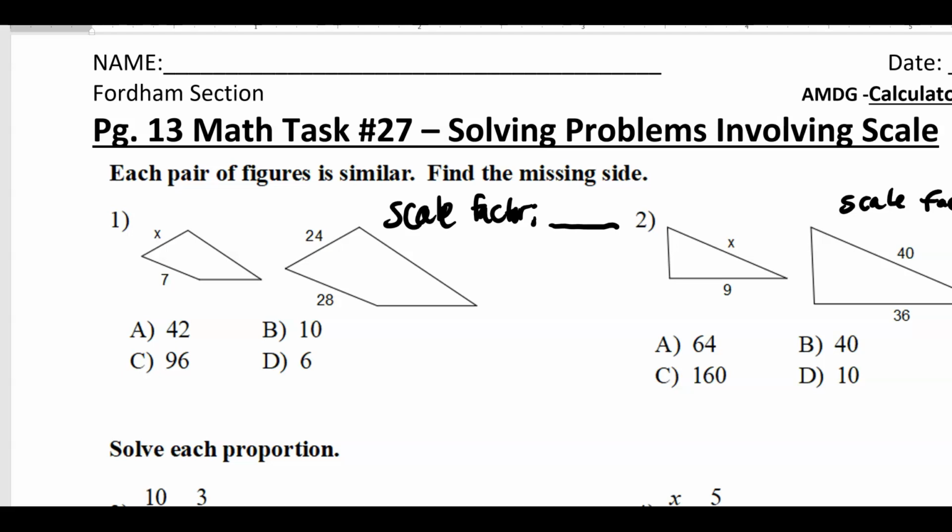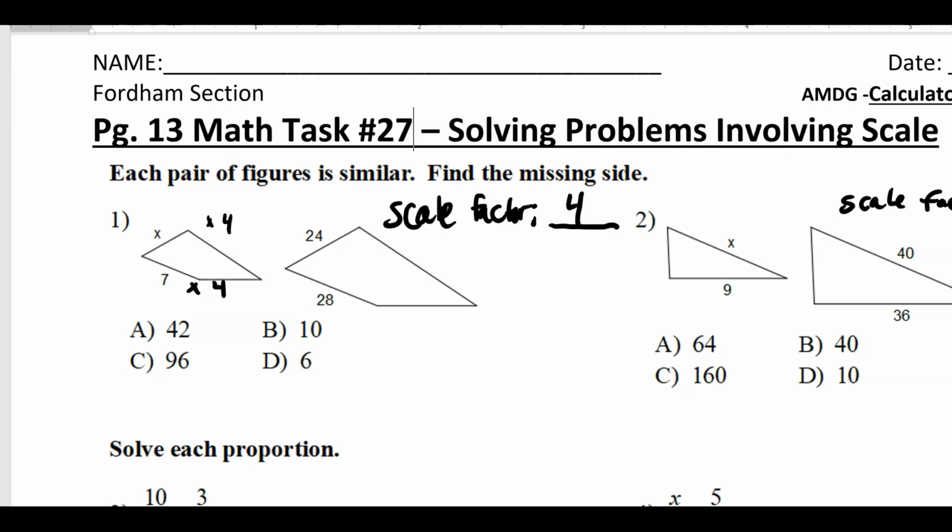So we know that scale copies are the same shape but different size. And we know that they have to have the same exact scale factor for each side in order for it to be a scale copy. So we ask ourselves right off the bat, how does 7 become 28? Well, you can use a calculator, you can do 28 divided by 7, or you can just guess and check. And we know that that's times 4, correct? So that means that this number times 4 has to be 24. So our scale factor is 4.